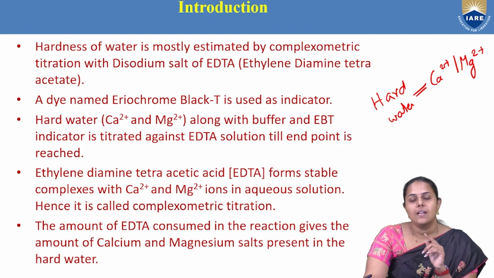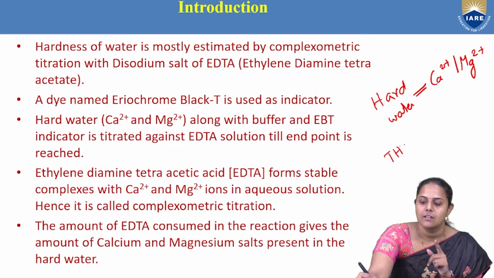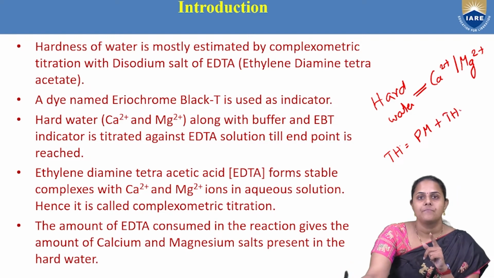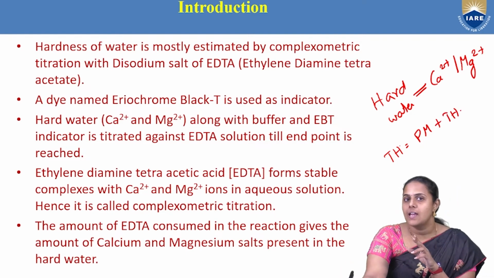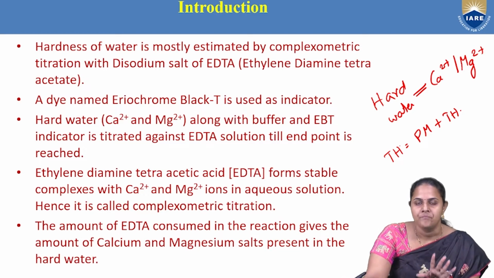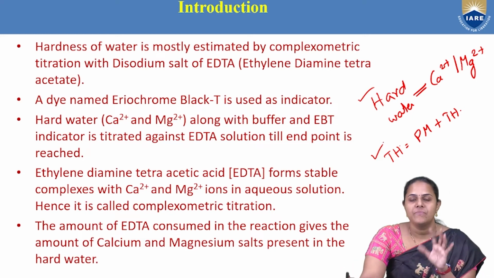And one more thing is total hardness. Total hardness means permanent hardness plus temporary hardness. What's the difference? Temporary hardness can be removed easily. Permanent hardness cannot be removed easily. These are the two points which you have to keep in mind while doing this experiment.